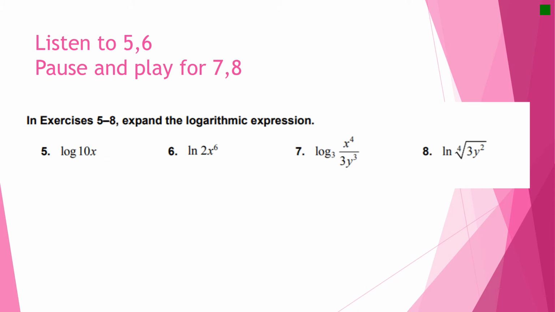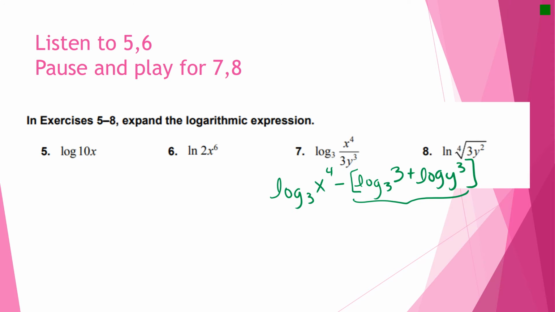Okay, and to do this quickly, let's see, this will be log base 3 of x to the 4th minus, now notice how all of this is underneath the fraction, so this will be log base 3 of 3, and then plus log base 3 of y to the 3rd. So if you'll notice, all of this down here is underneath the fraction bar, which means it's got to be subtracted from all of that stuff.